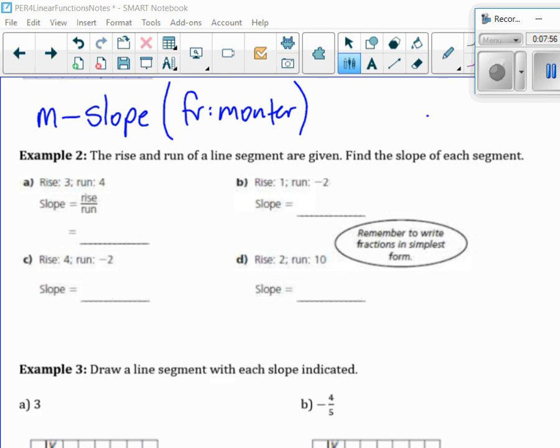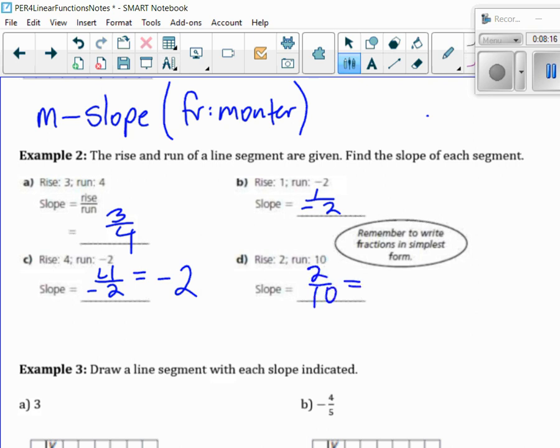Okay, so rise over run, 3 over 4, yes? Rise over run, so 1 over negative 2, you could have negative 1/2, right? Rise over run, this one I have to reduce to negative 2. 2 over 10, this one I have to reduce to 1 over 5. Okay. No. I just finished saying we don't like decimals in pre-cal, right?